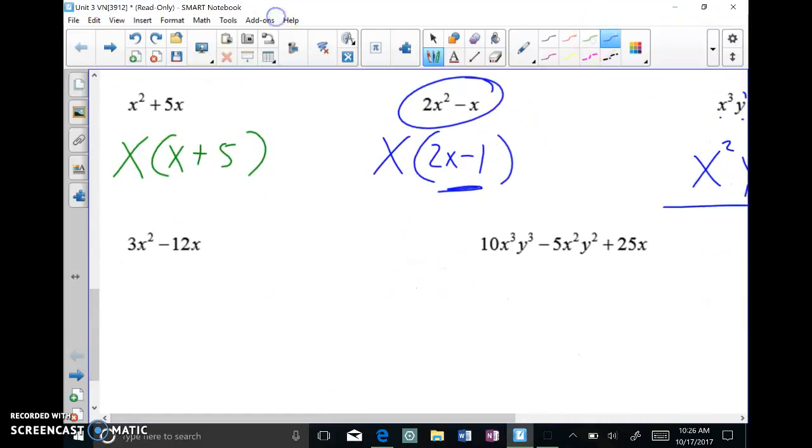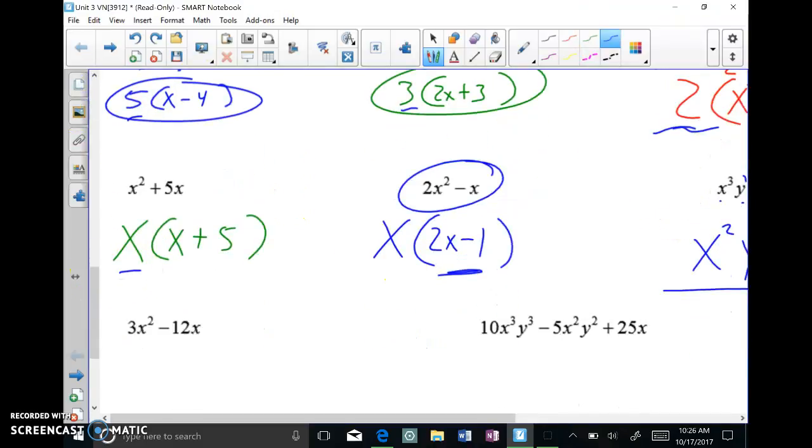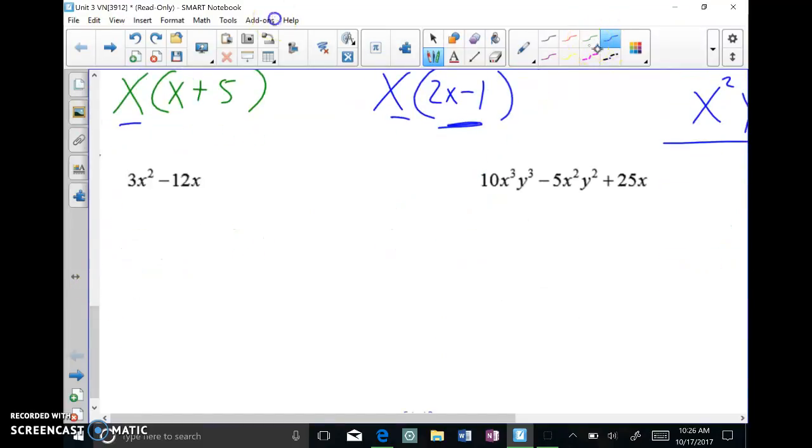These are examples where, in this top row, what I showed you was numerical factors. Take out a numerical GCF. And then this one was taking out a variable GCF. Well, these last 2, it's just a combination. We're going to take away a numerical GCF and a variable.